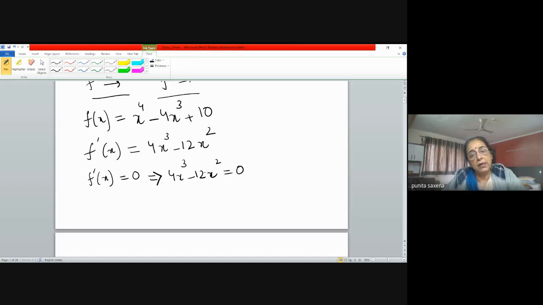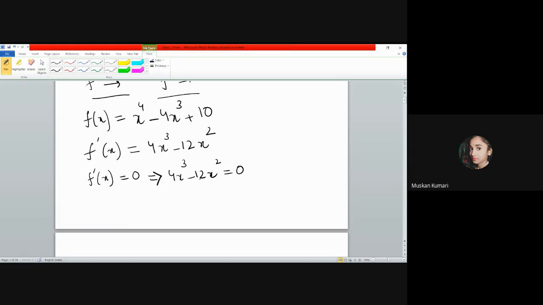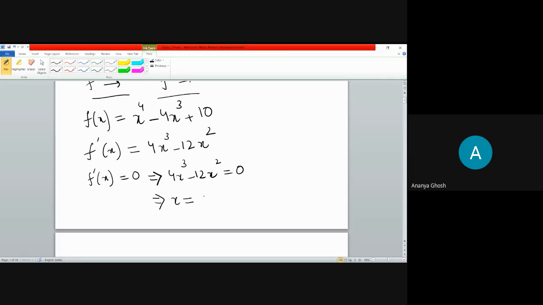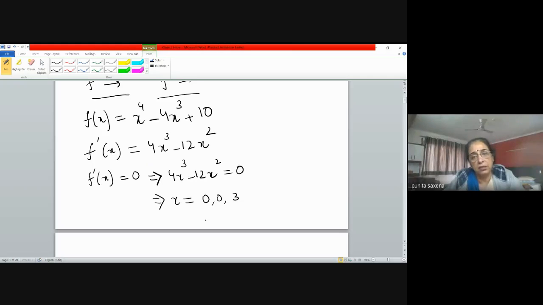The derivative has turned out to be a cubic polynomial now. So how many roots will this equation have, ideally? It's a cubic polynomial, so it will have 3 roots. Now, if you have to write the roots of this, then what will you write? 0, 0 and 3, because it needs to have 3 roots.